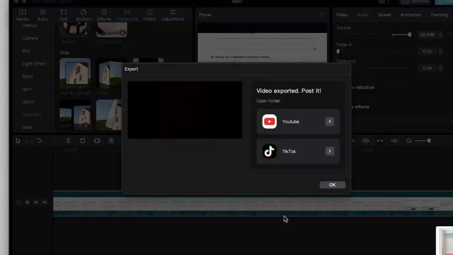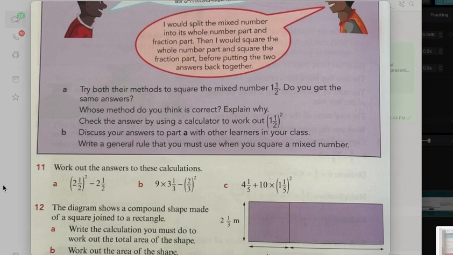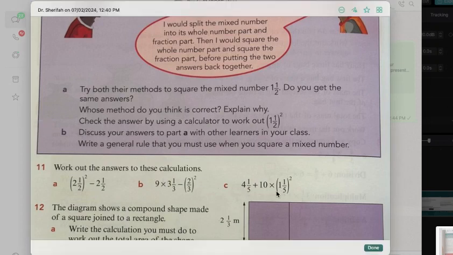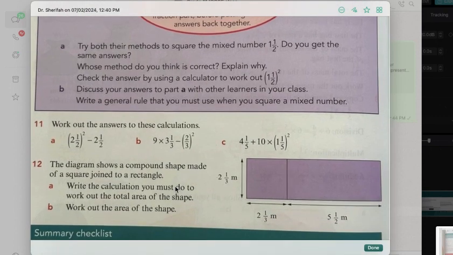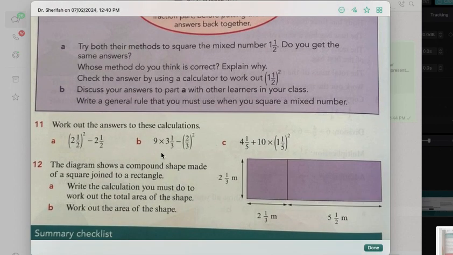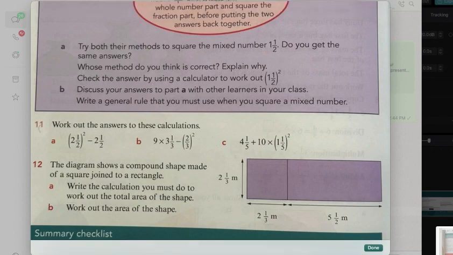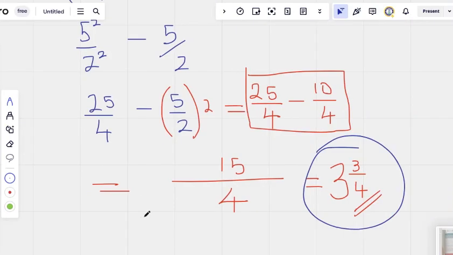You get to the end of it. Okay, so look at this one. Here we have multiplication first, and we have a bracket, so let's take one more example of this type, and then we can move ahead. We have 9 times 3 and 1 over 3 minus 2 over 3 squared. Let's just take this and then we can move ahead.